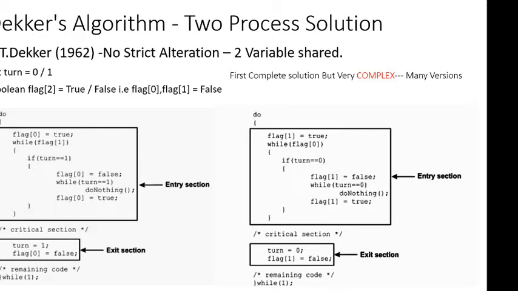Whenever, let's say, P0 wants to go into the critical section. So this is P0 and this is P1. Left hand side is P0, right hand side is P1. So P0 wants to go into its critical section, then he puts his flag to true. When he puts his flag to true, the first thing he does is check, before entering his critical section, that process 1 is not in the critical section. He triggered the alarm: flag 0 is true, I am going into my critical section.